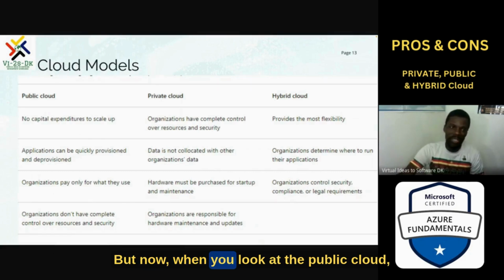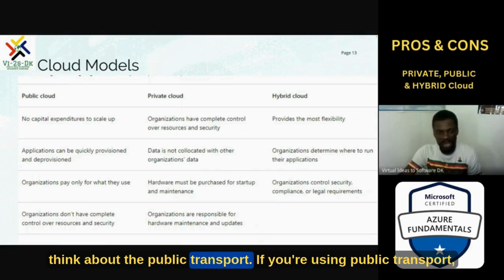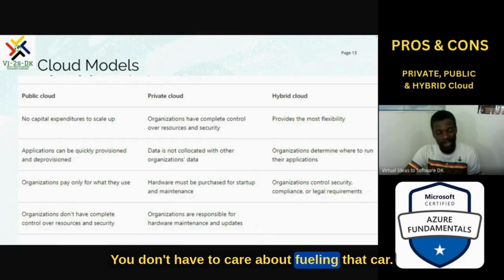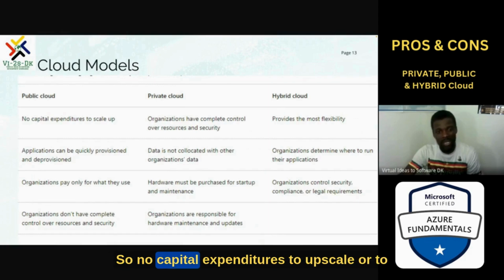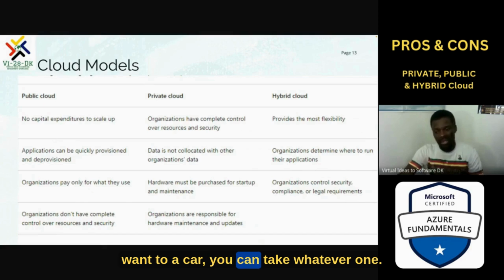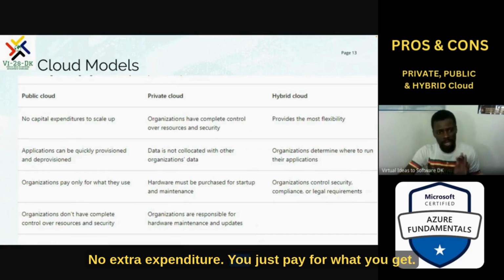But now, when you look at the public cloud, think about public transport. If you're using public transport, you don't have to care about maintenance of that car. You don't have to care about fueling that car. You don't care about any of that. So no capital expenditures to scale up. Whether you want to take Uber X or Uber XL or Uber Z, you can take whichever one. No extra expenditure. You just pay for what you get.